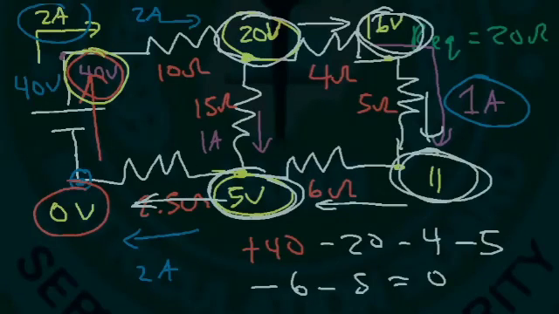So 40 minus 20 is 20. 20 minus 4 is 16. 16 minus 5 is 11. 11 minus 6 is 5. 5 minus 5 is 0. So as you can see, if you solve the circuit correctly, the voltage as you go around any loop will always add to 0.